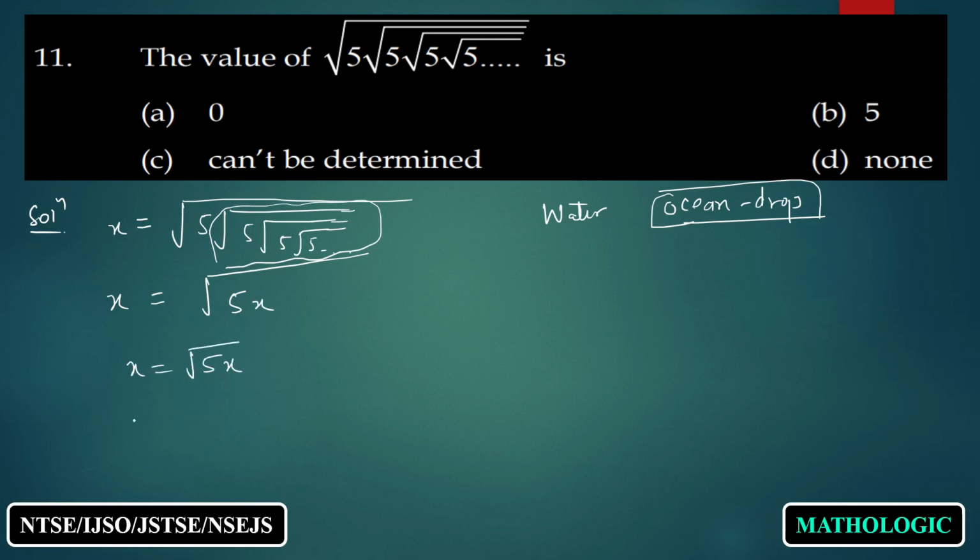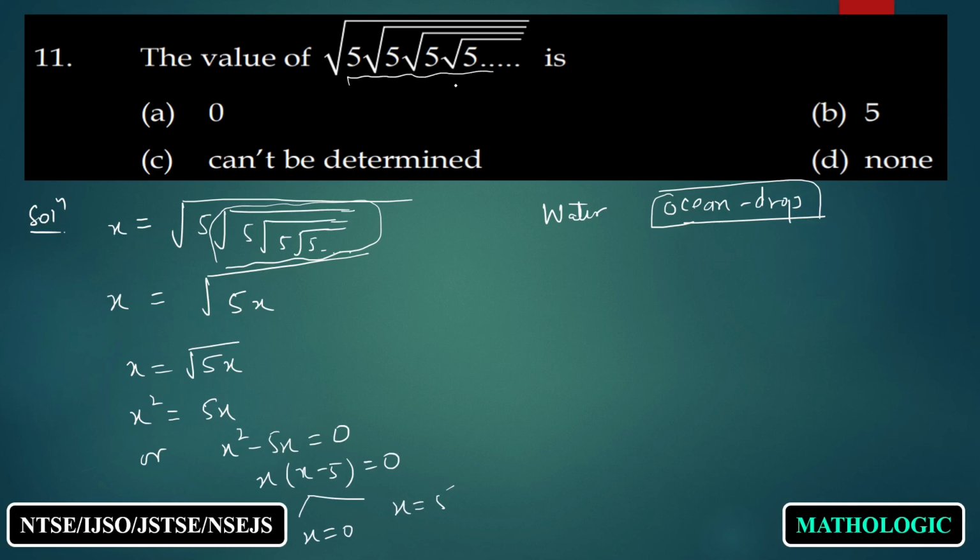Now on squaring both sides, we can write x square is equal to 5x, or x square minus 5x is equal to 0. Taking x common, we can write x times x minus 5 is equal to 0. Now this has two cases, either x is equal to 0 or x is equal to 5. Since these numbers are positive and the square root of a positive number cannot be equal to 0, the answer is x is equal to 5. So option B is the correct option here, right? It is a quite easy problem, but you need to understand the concept of ocean and drop.